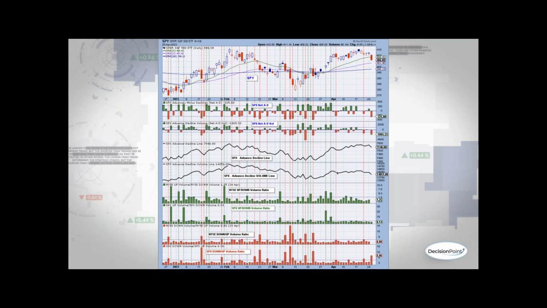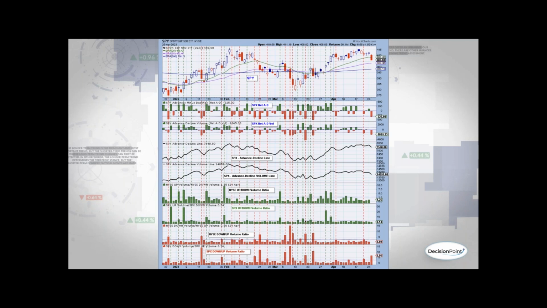So these two lines will often be different. You can see actually right here, we've got a kind of a negative divergence between the two with rising tops on the advances minus declines, but a kind of a declining top here on advancing declining volume. So that's a negative divergence leading in to this decline that we're seeing right now.